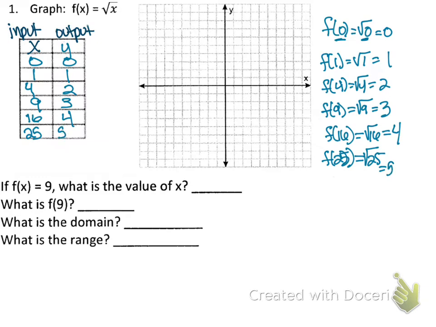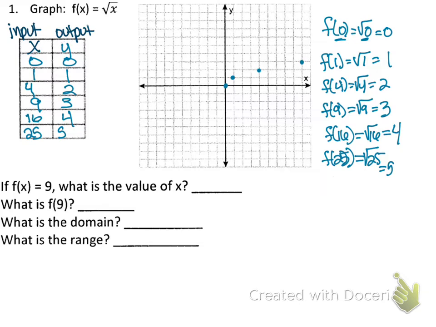Okay, so now we have a bunch of points in our table that we can graph. First I graph the point 0, 0, it's right there. Then graph the point 1, 1. Then the point 4, 2. Then the point 9, 3. All right, 25, 5 won't fit on this graph, nor will 16, 4. So we're going to go ahead and connect our points.